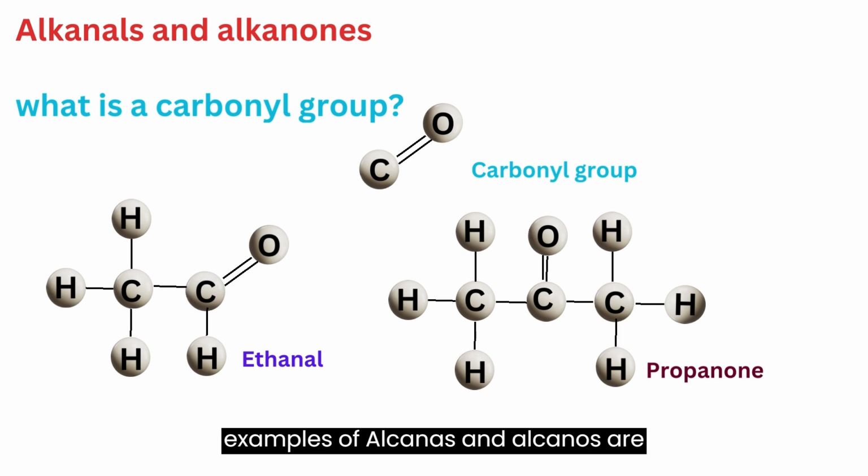Some examples of alkanals and alkanones are methanal, ethanal, propanal, butanal, ethanone, propanone, pentanone, and so on and so forth.